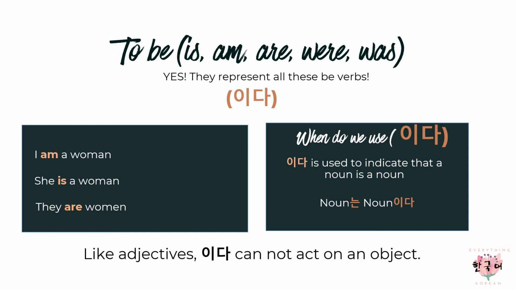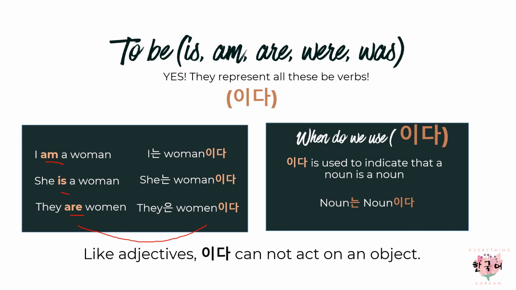So now let's try to translate these sentences. So we say, I는 woman 이다. She는 woman 이다. And they은 woman 이다. And as you can see here, am, is, and are all represent ida.